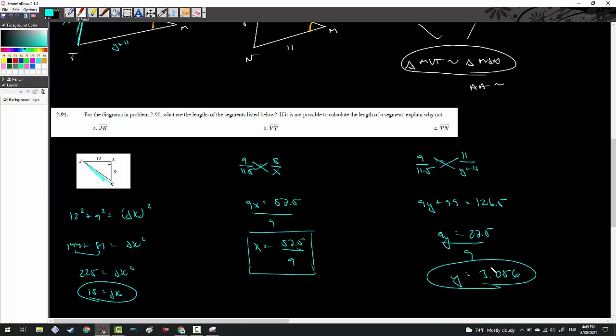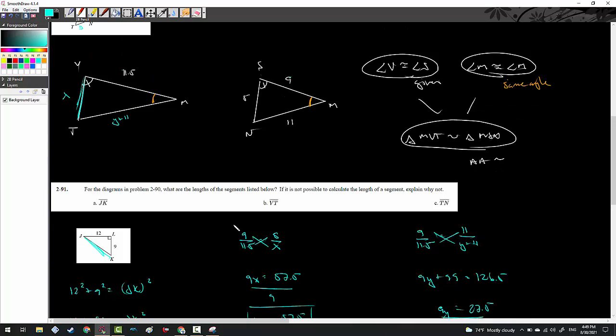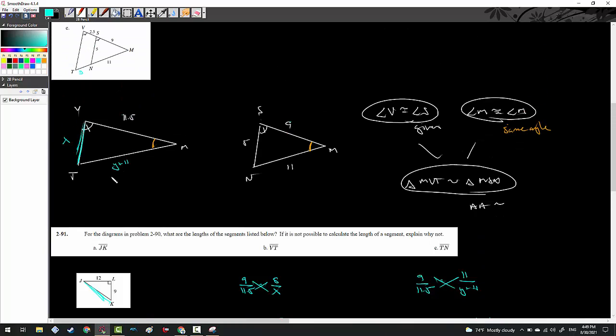So there we go. That's how you find the missing side lengths in similar figures. Again, it's all about setting up a proportion and solving it.